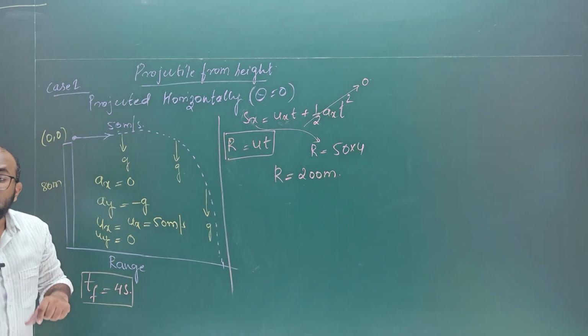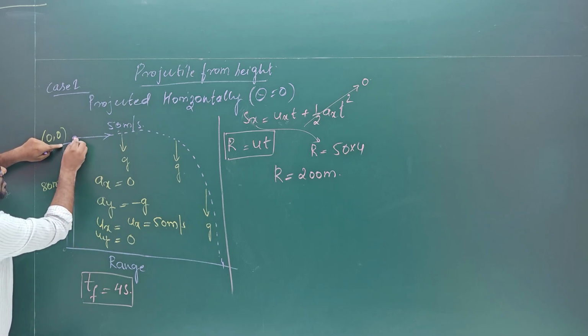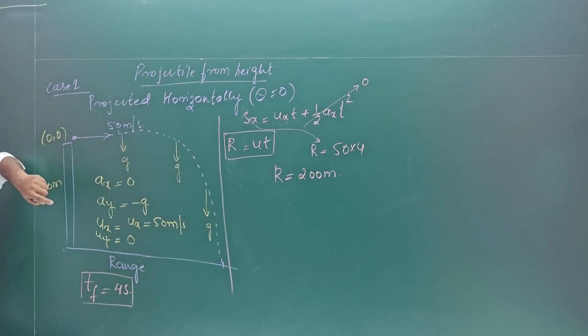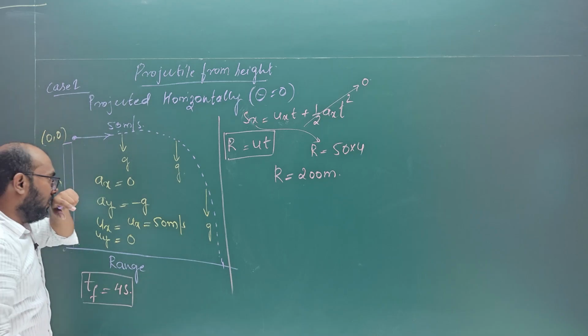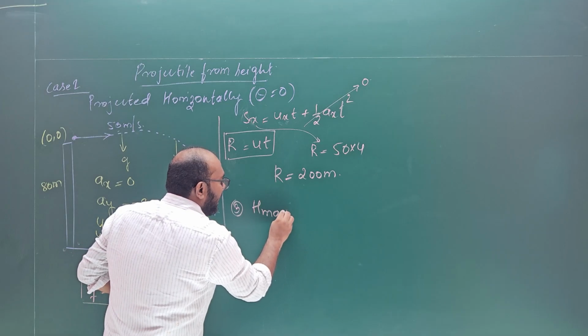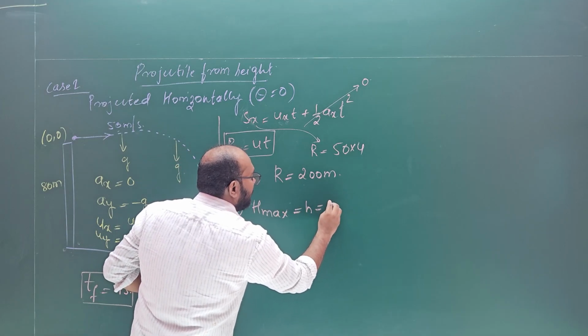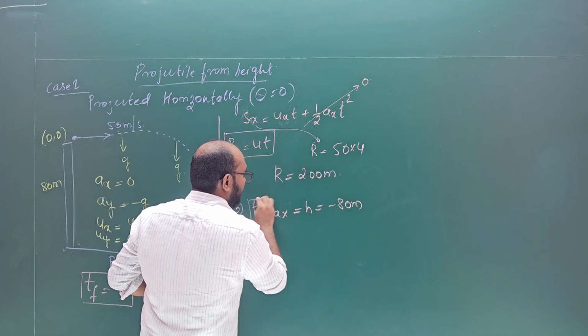Similarly, what will be the h max here now? Can I say that the height of the building itself is acting as the h max? Why? Because after releasing, this object will be going in the downward direction only. So this is the highest point for the h max. So the third point, h max, is nothing but the height of the building itself, that is 80 meters, and it is in the downward direction. So minus 80 meters.